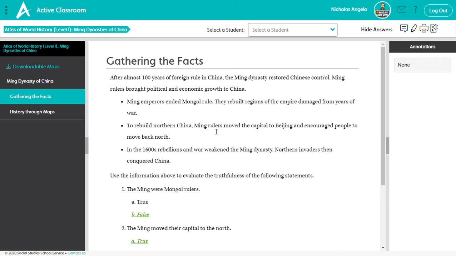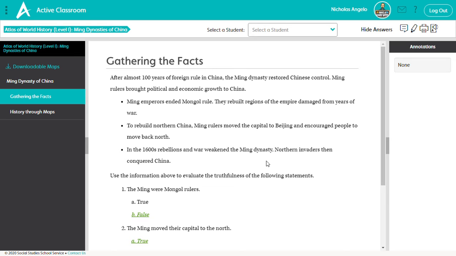And remember, the Ming were that group of rebels who were able to get rid of the Mongols because they had gunpowder and guns. Okay? When they got rid of the Mongols, they set up what's called the Ming Dynasty. If you remember from the video we watched, Ming means bright. It says they ended Mongol rule. They rebuilt regions of the empire that were damaged from years of war. To rebuild northern China, Ming rulers moved the capital to Beijing and encouraged people to move back north. In the 1600s, rebellion and war weakened the Ming Dynasty, and northern invaders then conquered China.